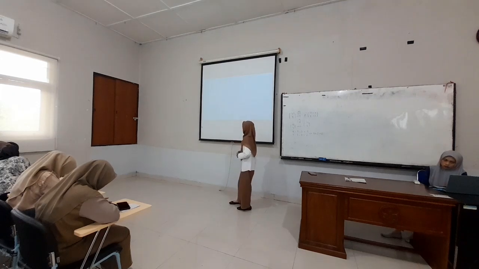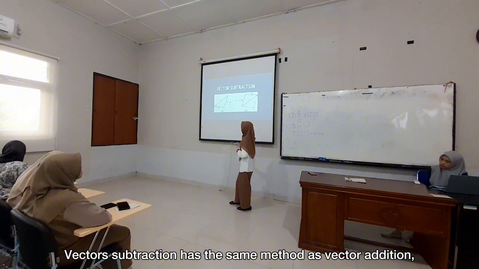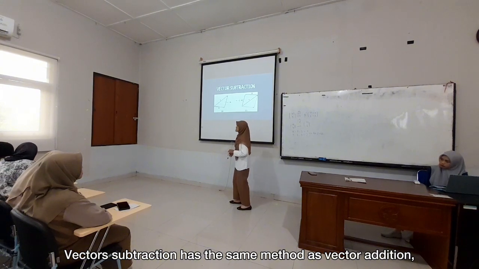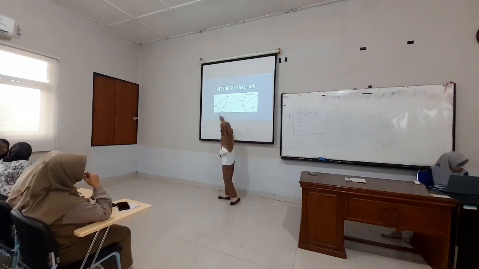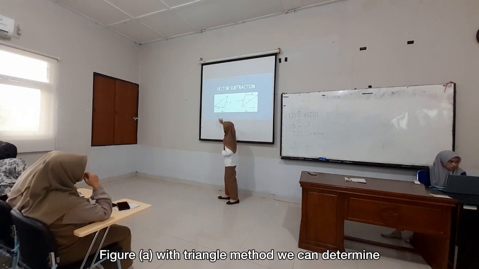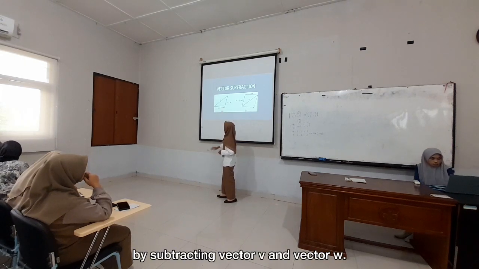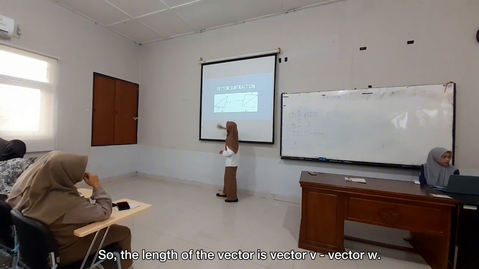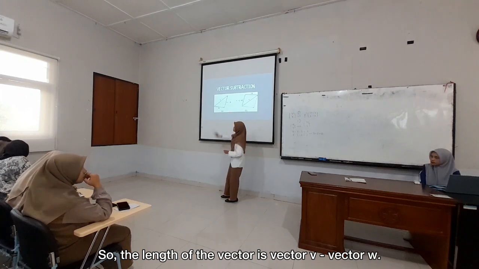Okay, next is vector subtraction. Vector subtraction has the same methods as vector addition, namely the triangle method and the parallelogram method. Figure A with triangle method, we can determine by subtracting vector P and vector W. So the resultant vector is vector P minus vector W.